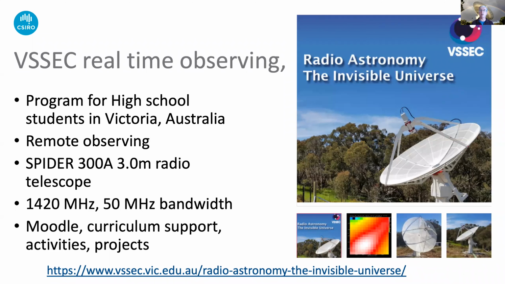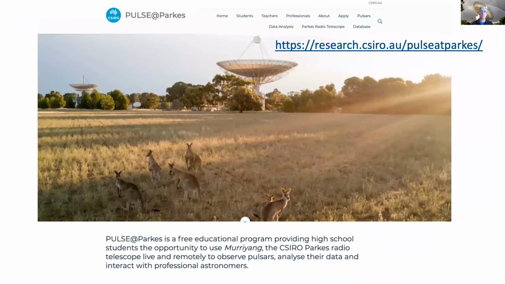The Victorian Space Science Education Centre has set up in a remote site in rural Victoria an off-the-shelf 3-metre spider telescope that can be controlled fully remotely. Schools across the state can book in, use it during the daytime, make observations and do data analysis, and it comes with a complete range of curriculum support and project work on Moodle. And it's a really effective, relatively affordable program.